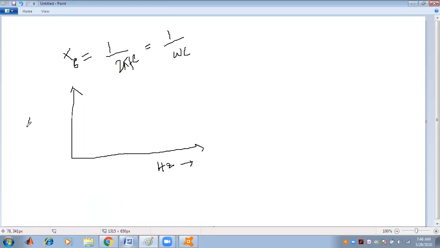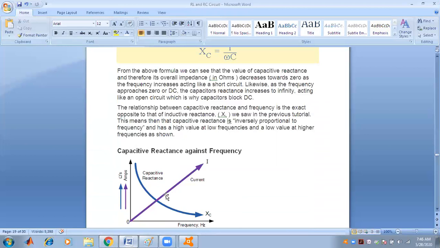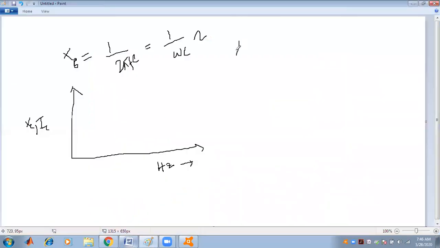So this is the XC, and then the current through the capacitor, say IC. XC is in ohms. It is seen that XC is inversely proportional to 1 by C. It will be a curve of a rectangular hyperbola. This is the curve of XC.